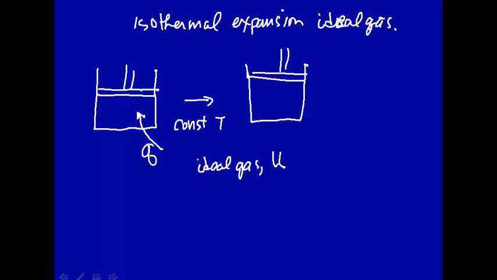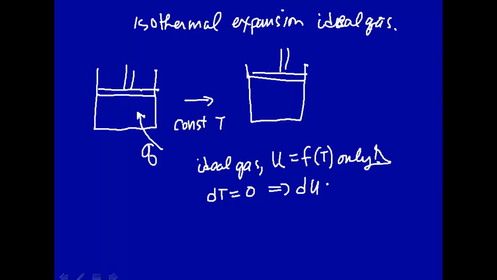So again, let's use the idea that for an ideal gas the internal energy, U, is a function of T only. All right, well that's interesting. So if dT is 0 for a constant temperature process, this implies what? dU is equal to 0. So in that case, using the first law, dU is equal to dq plus dw. If dU is equal to 0, this means that dq is equal to minus dw.